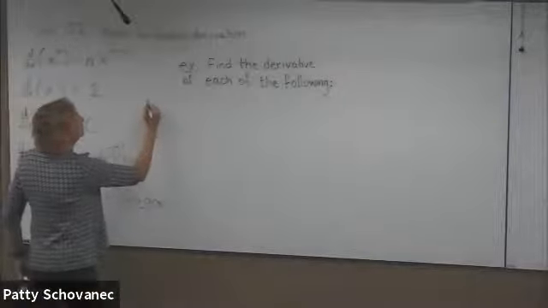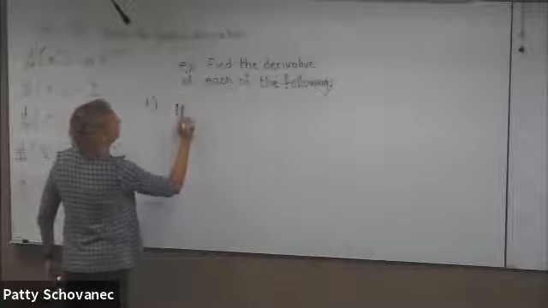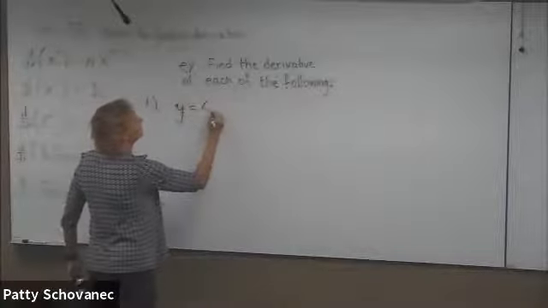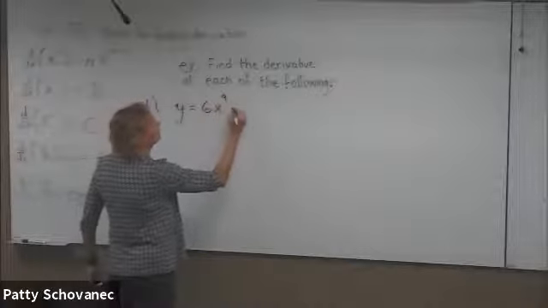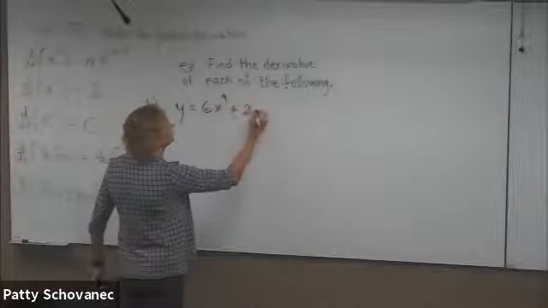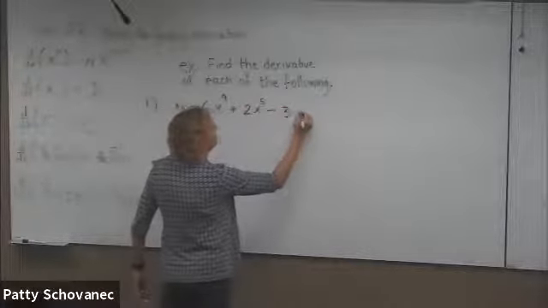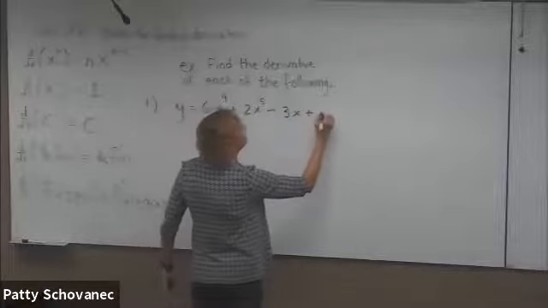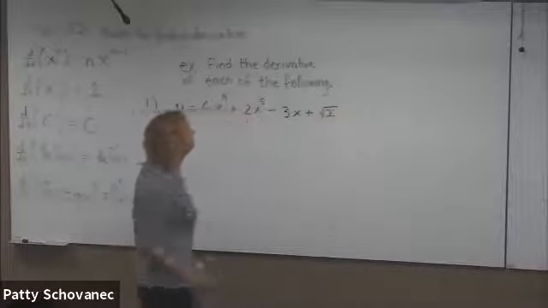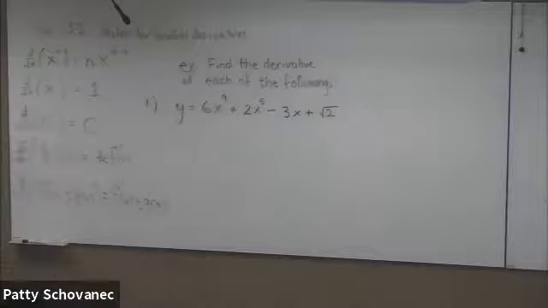For my first one, let's just do a polynomial kind of guy. So let's say y is equal to 6x to the 9th plus 2x to the 5th minus 3x plus square root of 2. But one thing I want to get you to do is label your derivatives as such. Eventually, you're going to start taking higher order derivatives. We'll do that today. So I want you to label it.